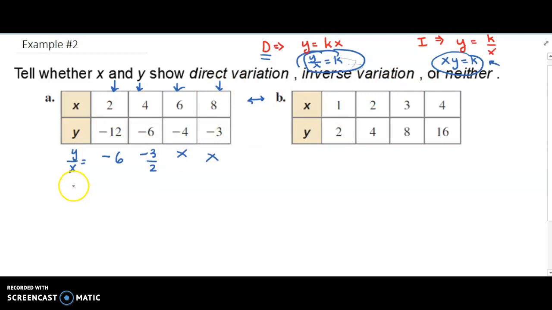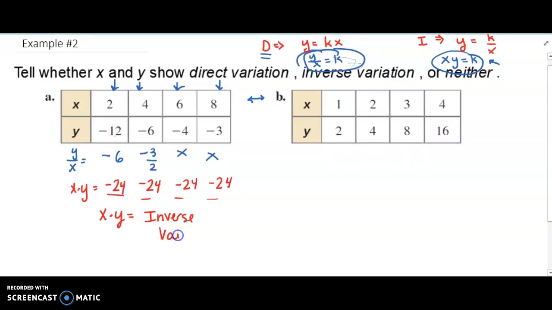So x times y equals k. So I want to check what x times y is. So negative 12 times 2 is negative 24. Okay, negative 6 times 4 is negative 24. Negative 4 times 6 is negative 24, and negative 3 times 8 is negative 24. So because x times y gives us a constant, and that constant is negative 24, I can say that this is inverse variation.